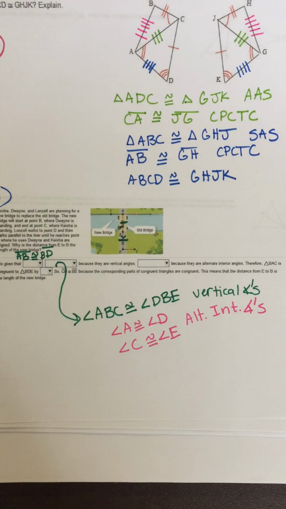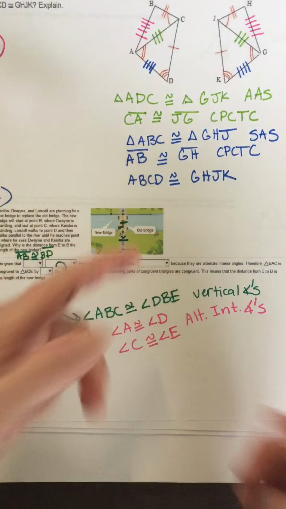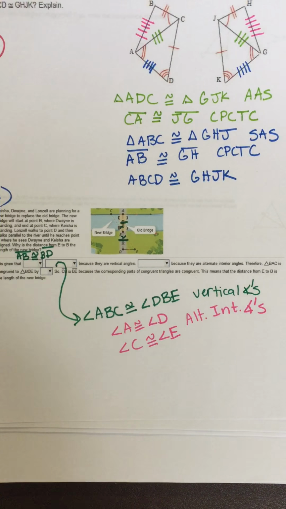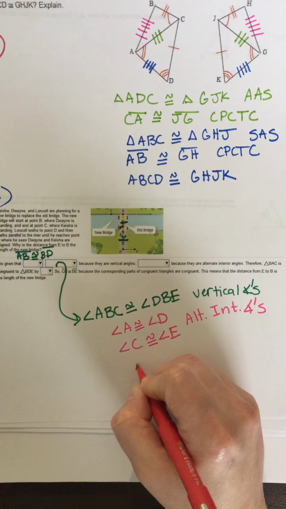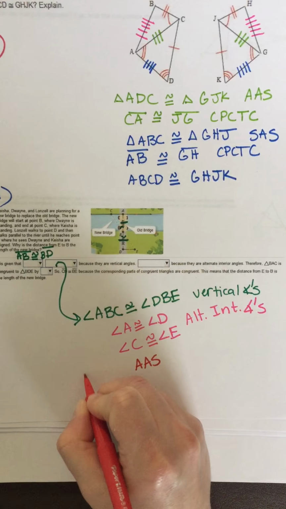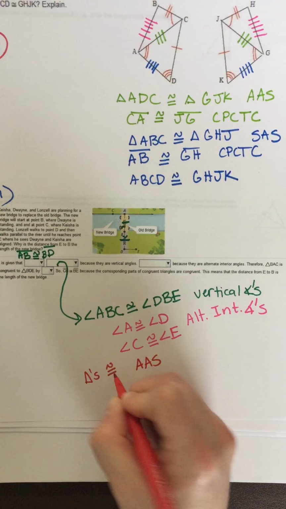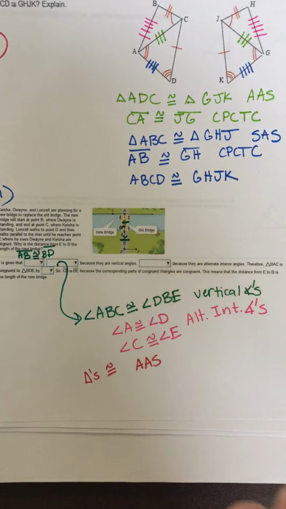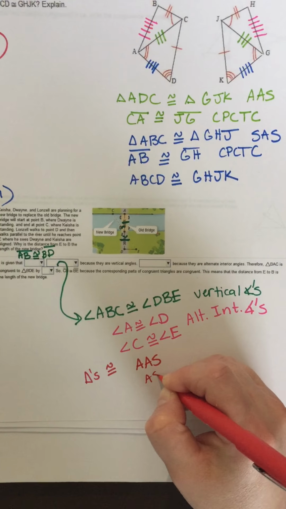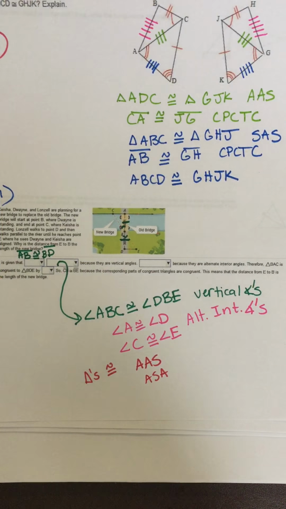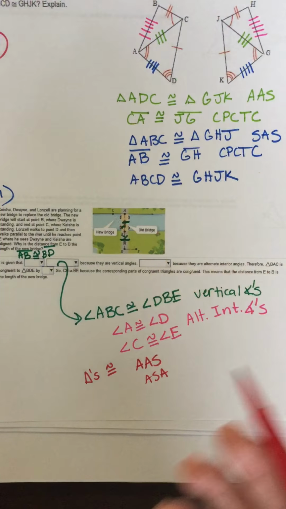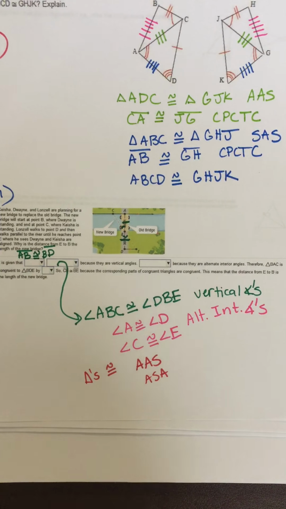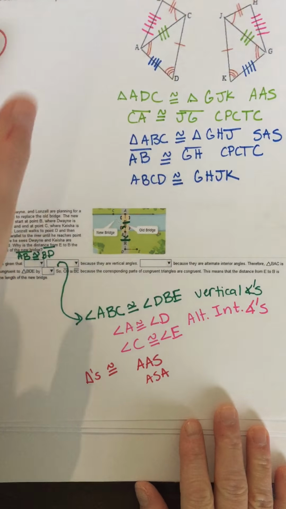All right, so therefore these two triangles have got to be congruent, and you could do angle, angle, side. So I'm just going to put triangles are congruent. You could use angle, angle, side, and you could even use angle, side, angle. And that's it. So these distances are the same. All the corresponding parts are the same. Boom.